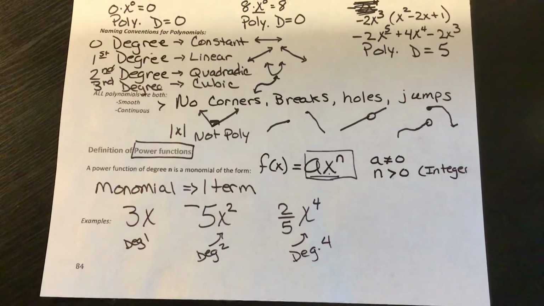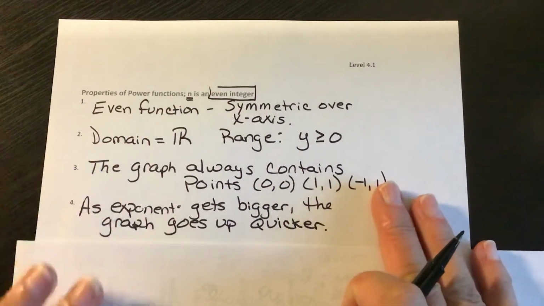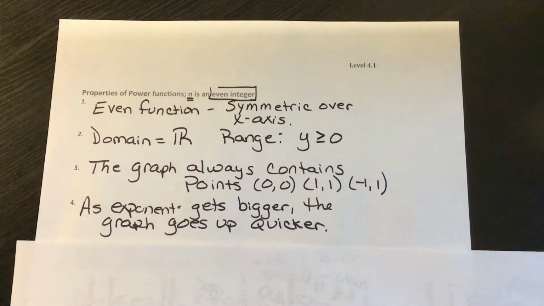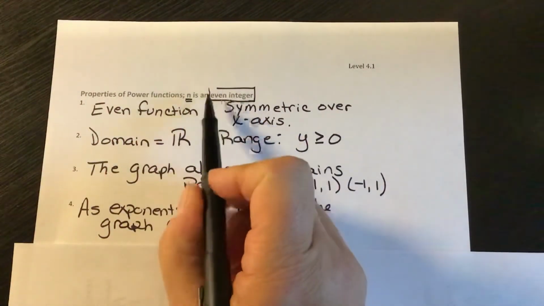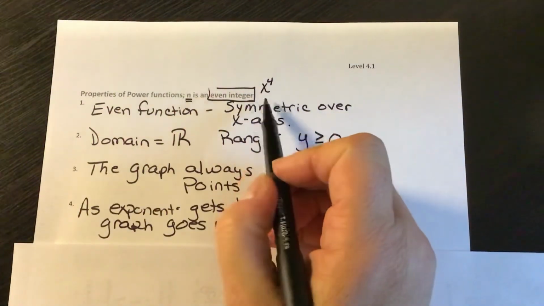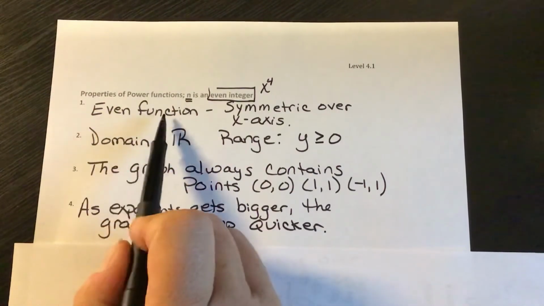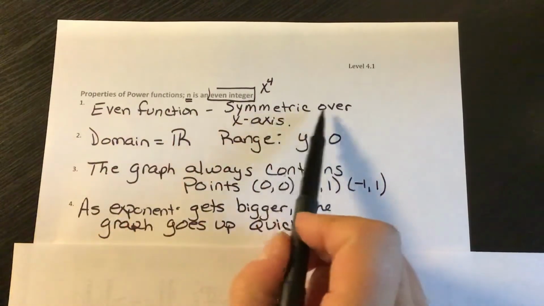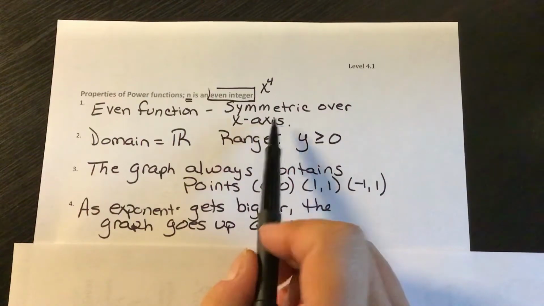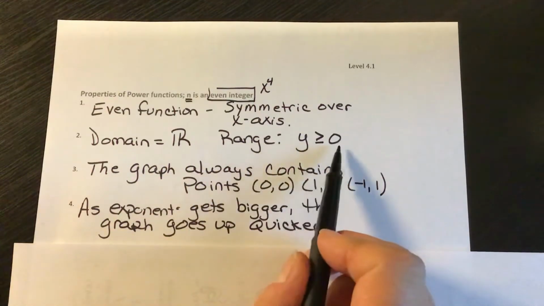Now, if we're looking at the graphs of different types of power functions, there are some things that are in common. We have some properties here. Power functions can be even or odd functions, and it has to do with the exponent. If the exponent is even, like x to the 4th, then this is an even power function. We talked about even functions prior to this, and if we remember, even functions are symmetric over the y-axis. The domain is always all real numbers, and the range is greater than or equal to 0.